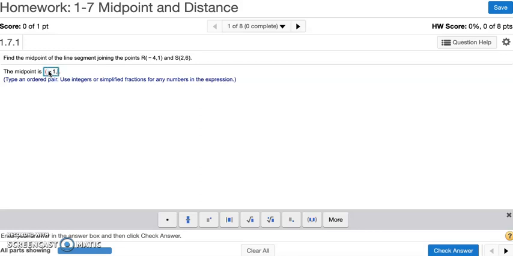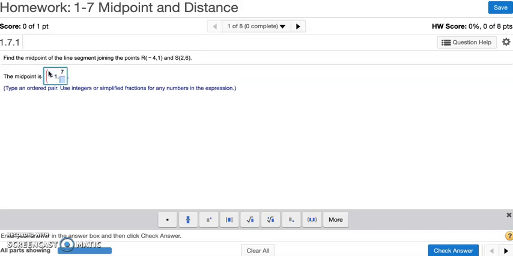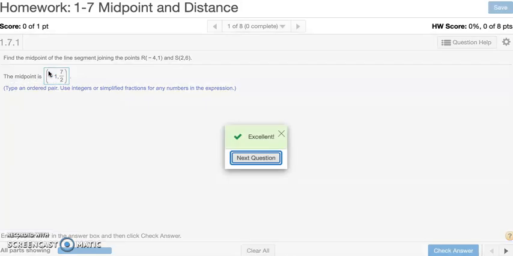Make sure you use parentheses. Now we do 1 plus 6, which is 7, divided by 2, will give us 7 over 2. It says use simplified fractions instead of decimals, so write it as 7 over 2. Close your parenthesis, and that's number 1.